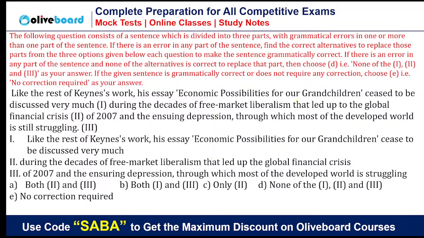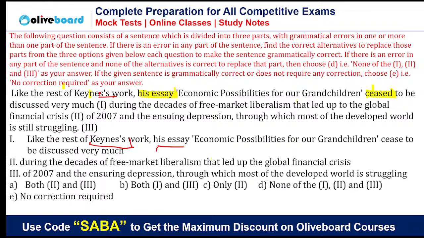See, if you are going to see the entire sentence, it will be time taking. I'm just telling you to see the difference and then mark your answer. Like rest of the Keynes's work, his essay, Economic Possibilities for Our Grandchildren, ceased to be. Okay, like rest of the Keynes's work. See here, it is his name. It's a proper noun, so we have used apostrophe. Yes, it is absolutely correct. So don't mark error in this.